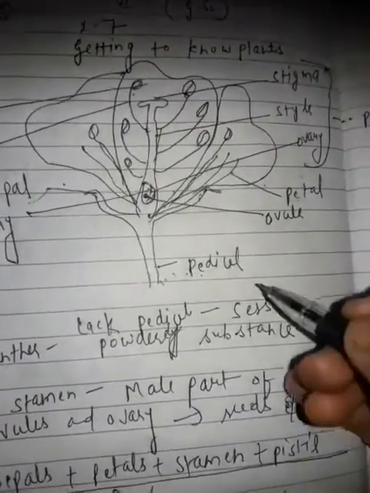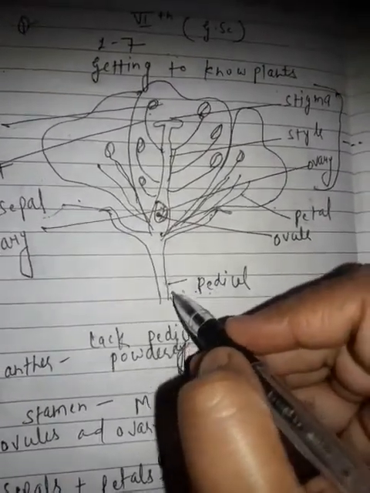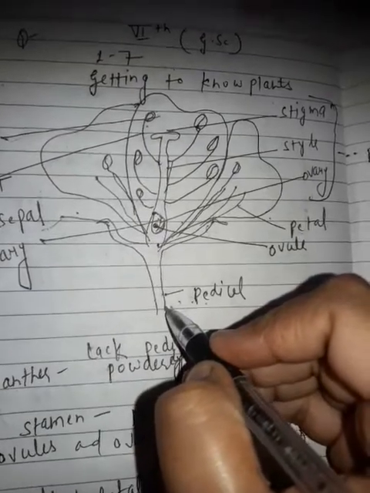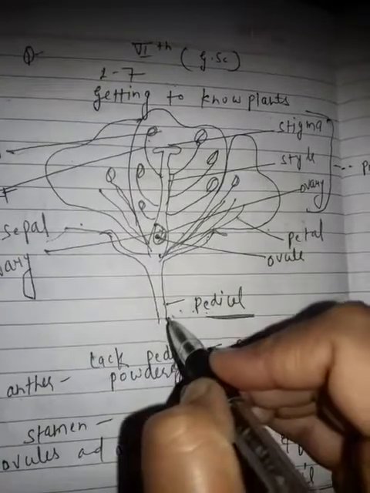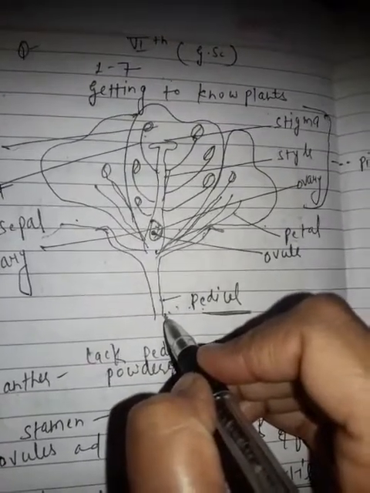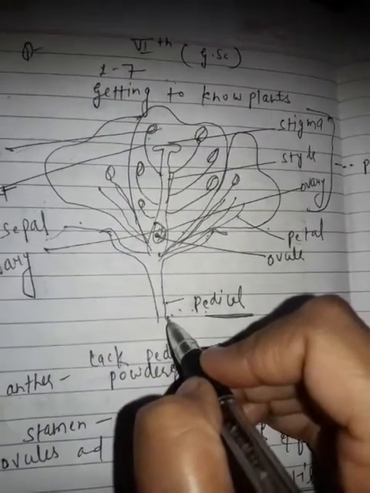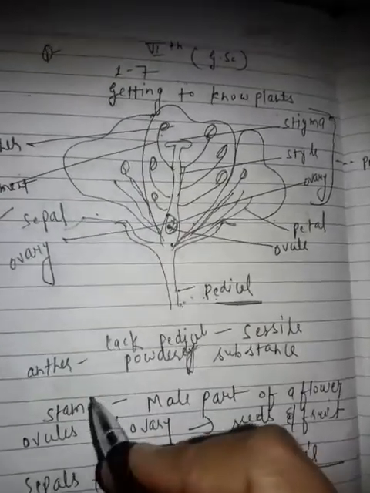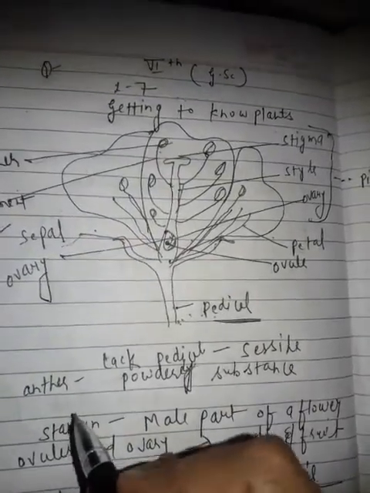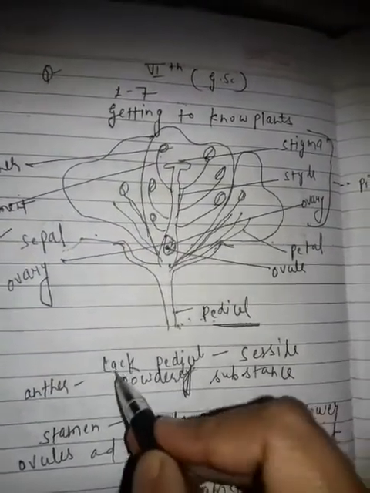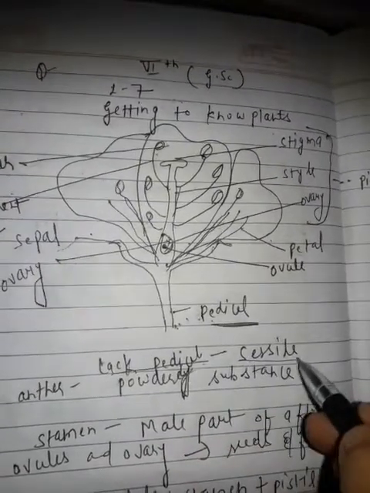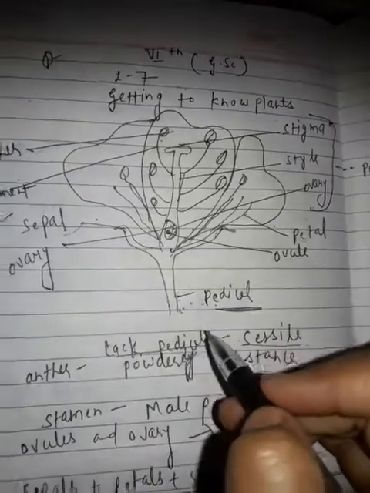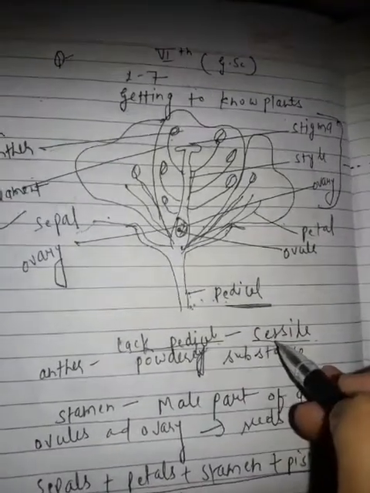Now you can see that each flower has a stalk, and this is called the pedicel. Some flowers lack pedicels, and those flowers are called sessile.